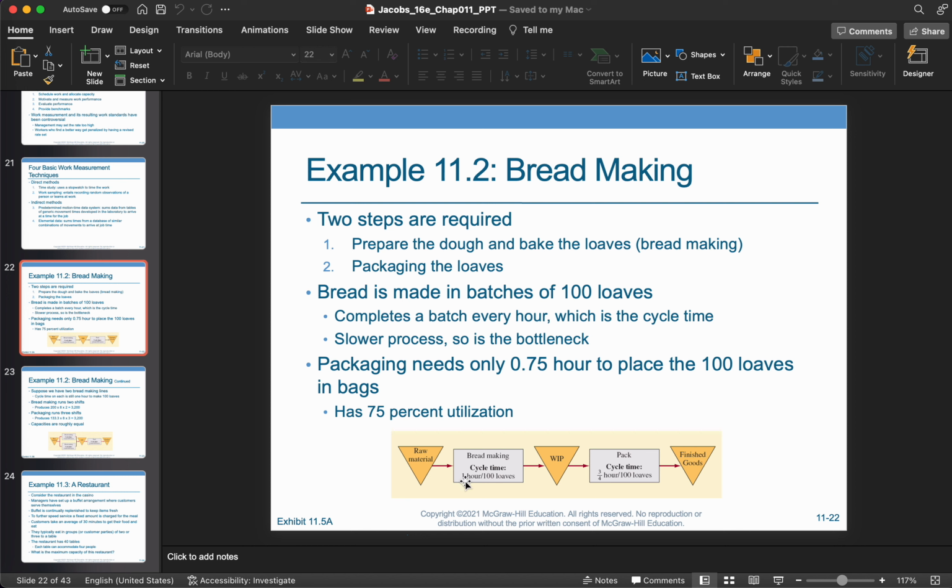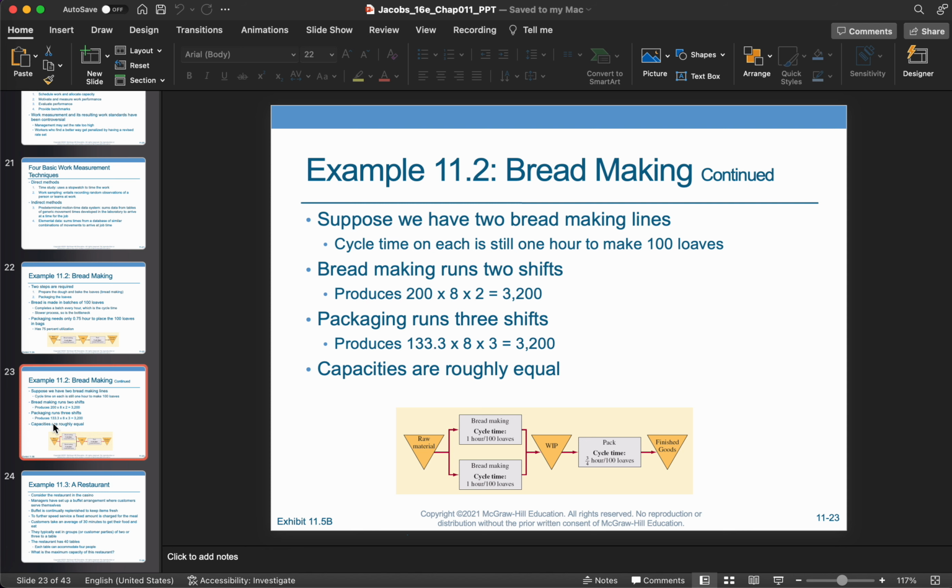And the bread making has a utilization of 100% because you keep making bread continuously and you don't have to stop. And you cannot stop, because if you stop, it'll slow down the whole process. That's the bottleneck. Whenever you have a bottleneck part of a process, that part needs to keep running continuously, otherwise the whole process gets slowed down. But packaging, you will only be using say 75% of the time. And that's how this process works. That's the bread making process.